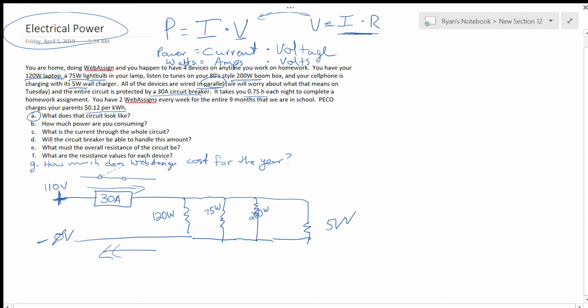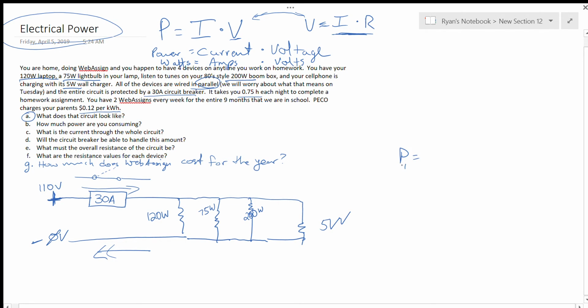Okay, so how much power are you consuming? Well, that's literally, in any question, as easy as adding the powers up. So we have 120 watts, and 75 more, and 200 more, and 5. So the 75 and 5 makes 80, 80 and 120 makes 200. So total, when you add in that other 200, you're using 400 watts total. So that's the answer to B.